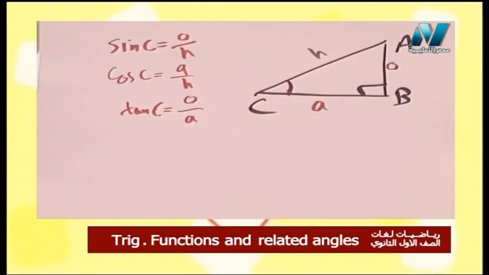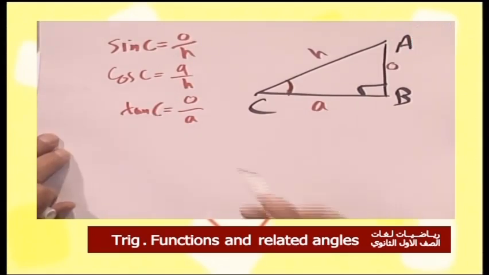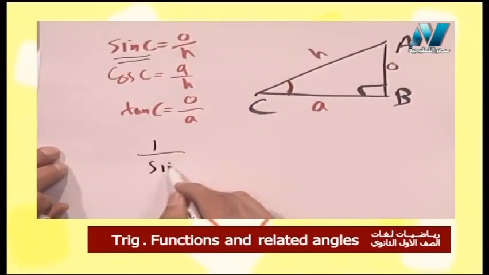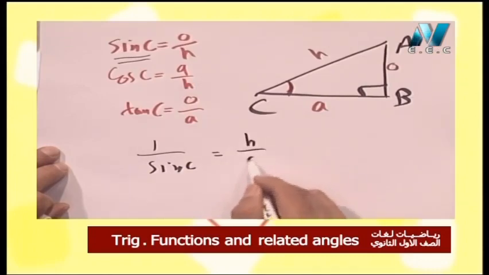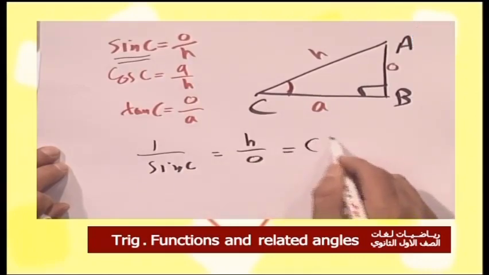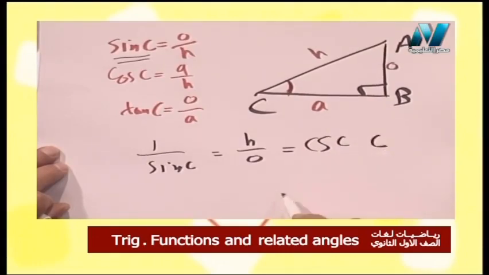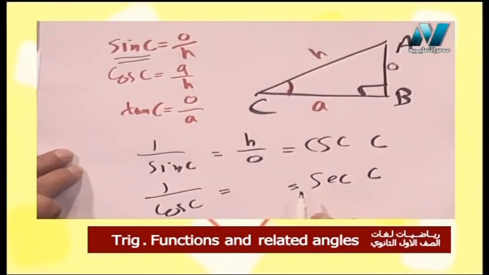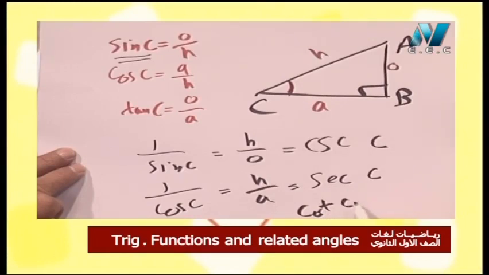But we have the reciprocal, which is the multiplicative inverse. Okay, 1 over sine C will be H over O. We call it cosec C, and 1 over cosine C we call sec C, and cotan C is 1 over tan C.